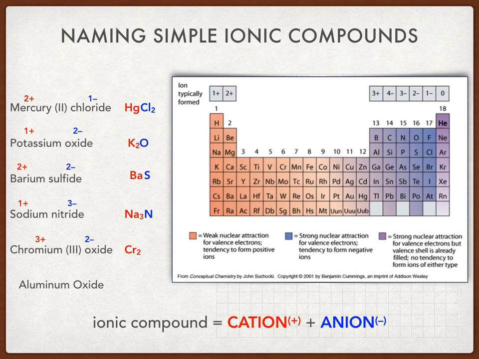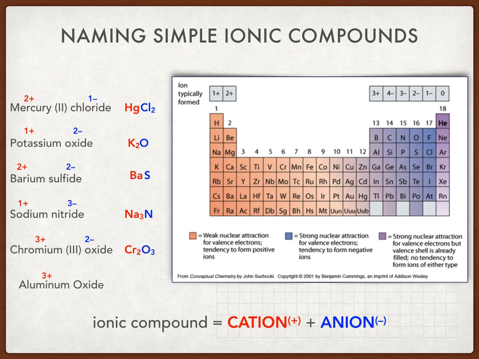So if we want to get a +6 charge, we're going to have to multiply. 2 chromium atoms will give us a +6. So how do we get -6 out of the oxides? Well, then we're going to have to take each oxygen and multiply it by 3. So Cr2O3, chromium oxide.